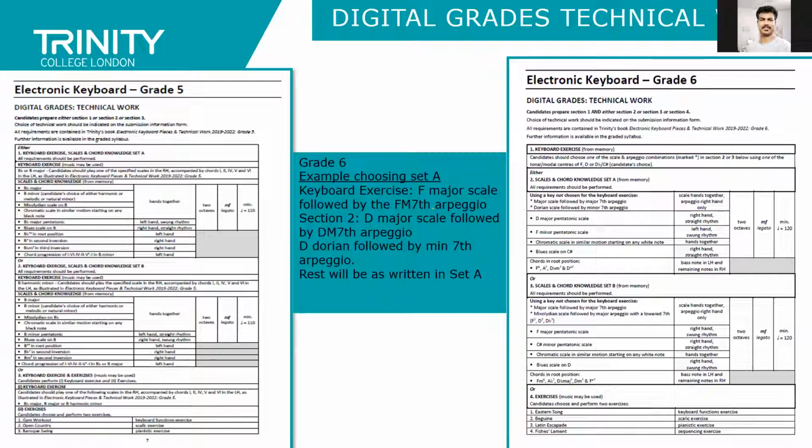exercises. Now, for grade 6, it's a little complicated, but I think if you read it carefully, you will understand. So the example here, if set A is chosen, of course, the keyboard exercise is to be played. That's compulsory. So if I'm choosing after that set A, I need to use a key not chosen for the keyboard exercise. So that is important.